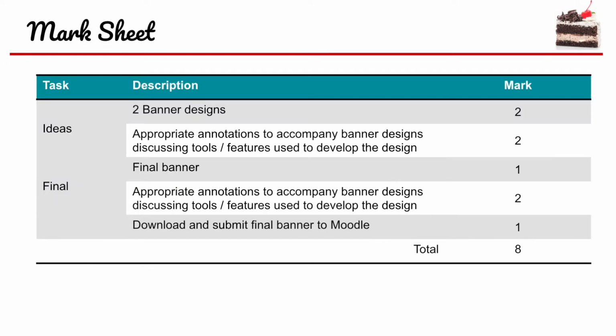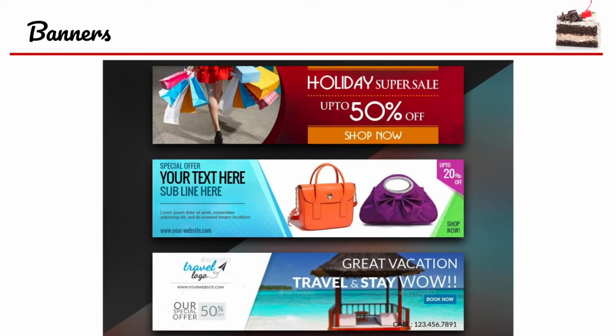It's important you keep your final banner safe as well, because you'll need it when you start building your website. Now, how are the marks going to be dished out? Well, there's 8 marks in total, 2 marks for 2 designs, an additional 2 marks for appropriate annotations, 1 mark for the final banner, and then we'll give you extra marks for your final annotations and final submission to Moodle.